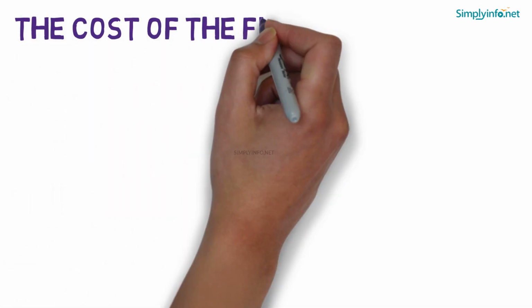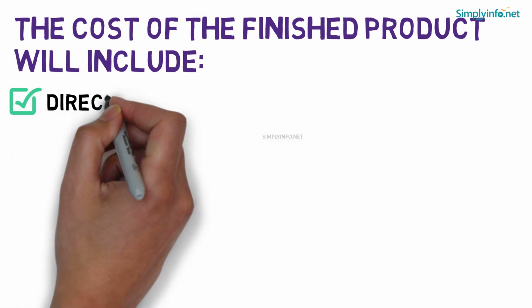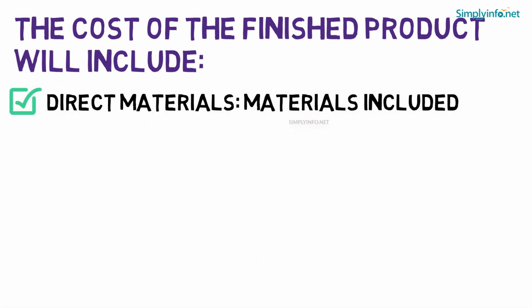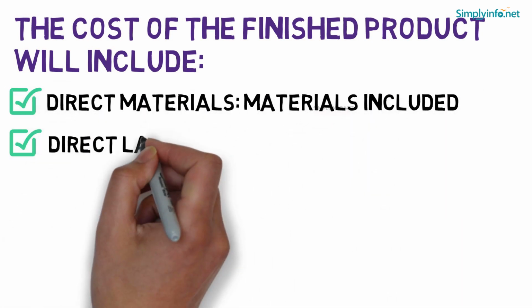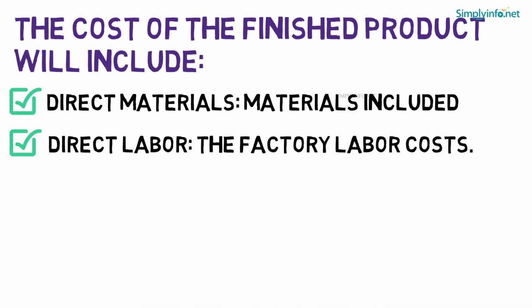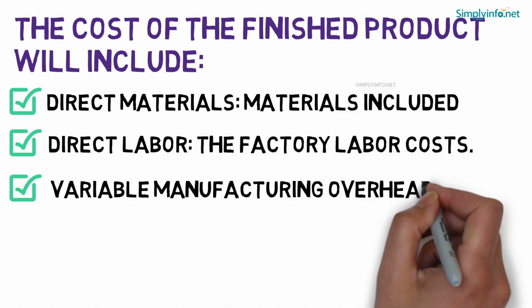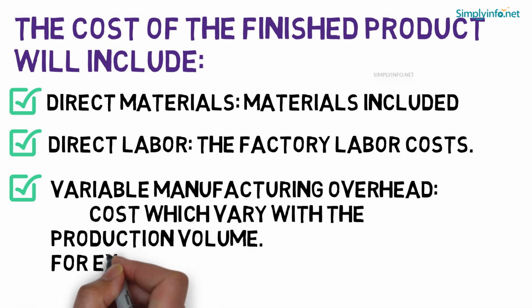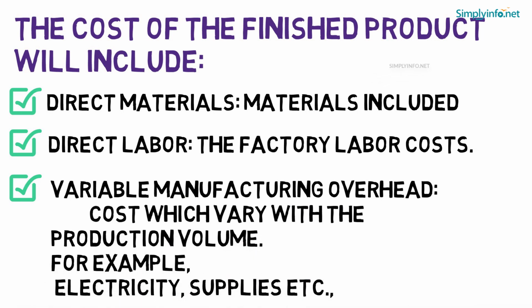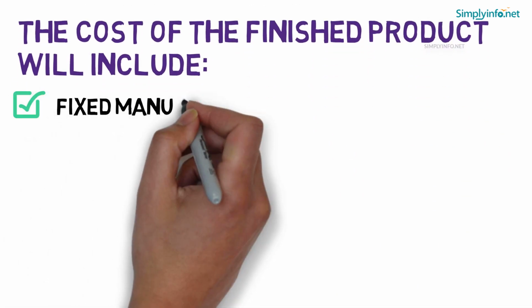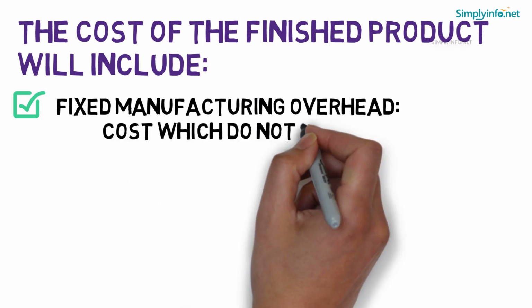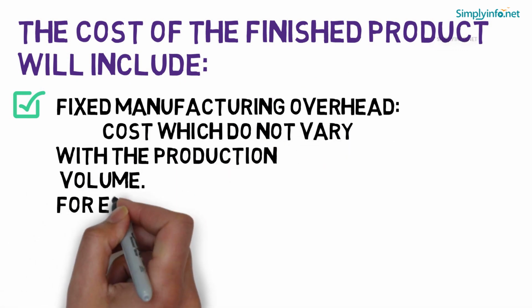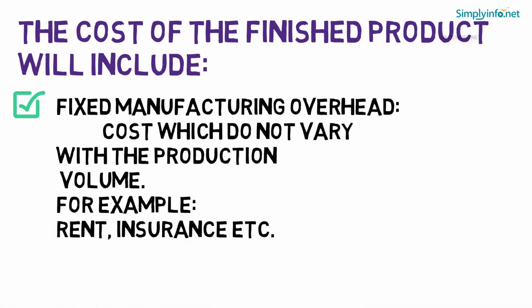The cost of the finished product will include direct materials, that is materials included, direct labor, that is the factory labor costs, variable manufacturing overhead, that is cost which vary with the production volume, for example electricity, supplies, etc. Fixed manufacturing overhead, that is cost which do not vary with the production volume, for example, rent, insurance, etc.